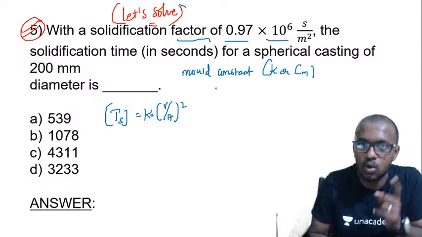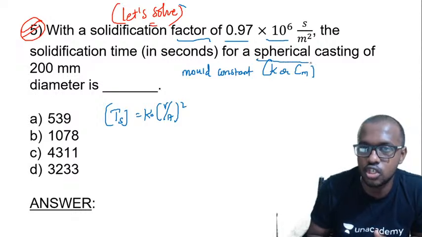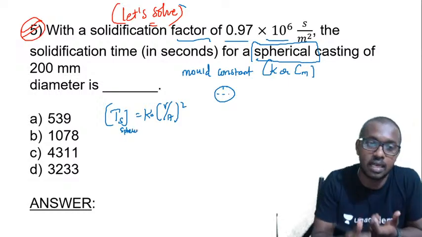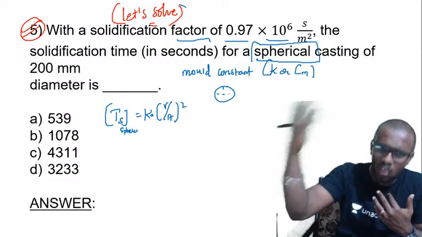The first thing that you have to do here is draw the diagram of the shape. It's a spherical casting. So you also mention it as sphere, because sometimes there is a mistake that is being committed. I have seen a lot of my students doing it.